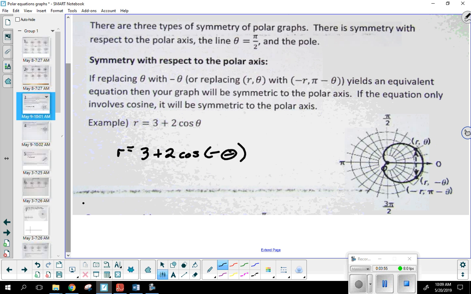We've actually talked about this recently. What kind of function is cosine? It's even. So what does that mean? What does cosine of negative theta equal? Okay, what's that, Aiden?